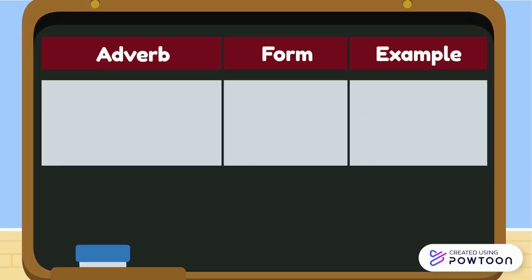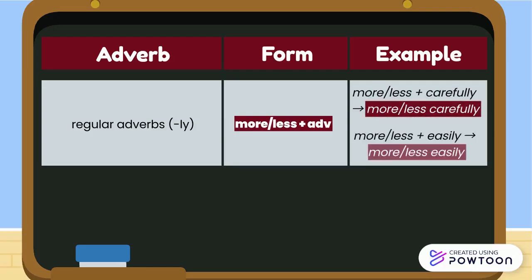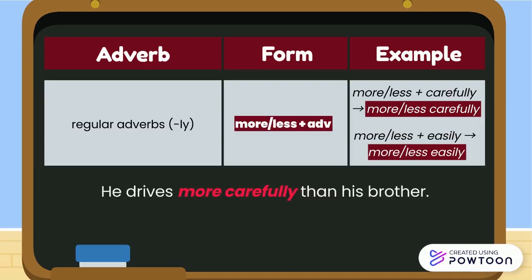For most regular adverbs, those that end in ly, we need to add more or less before them, which is somewhat similar to two-syllable adjectives. For example, carefully becomes more or less carefully, or easily becomes more or less easily. Let's take a look at several examples of regular comparative adverbs. He drives more carefully than his brother. She sings less beautifully than he.